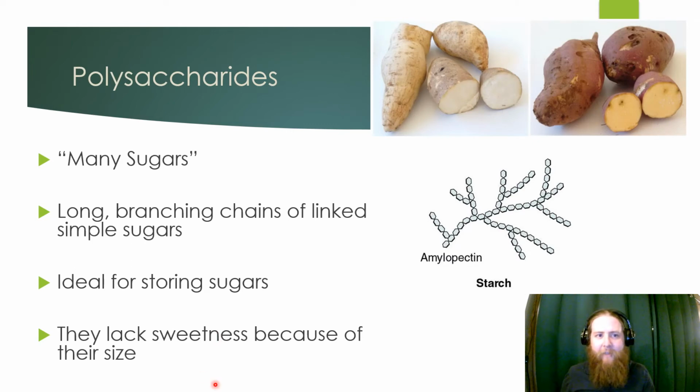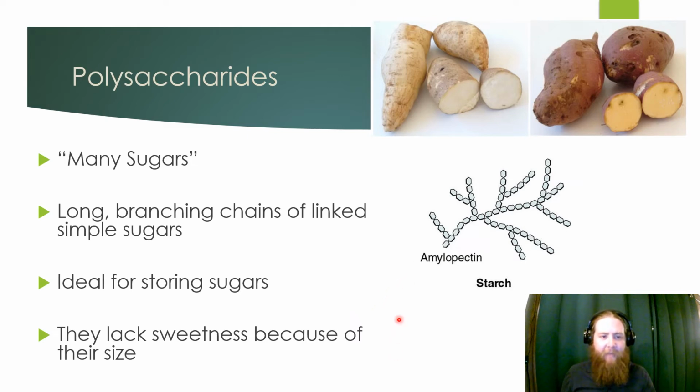Our next one is the polysaccharides. And poly means many, and saccharide, of course, means sugars. These are many sugar molecules put together. They have long, branching chains of linked simple sugars. This starch here, this amylopectin, is an example. This is found in sweet potatoes. And this is really good for storing a lot of sugars in a small space.